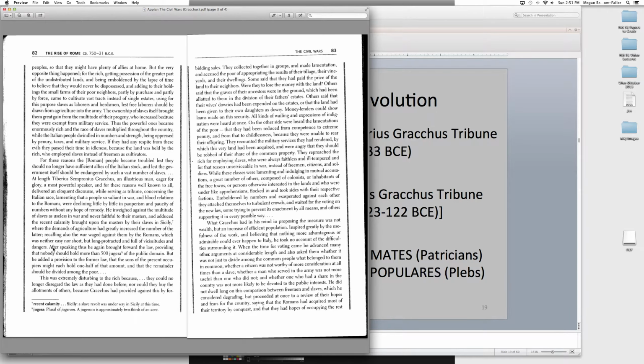So basically, what Gracchus was trying to do was actually enforce the law that was on the books, right? As I told you, it's not only what he's proposing, but how he's doing it. This was extremely disturbing to the rich because they could no longer disregard the law as they had done before. He wasn't going to just let it slip. Nor could they buy the allotments of others because Gracchus had provided against this by forbidding sales.